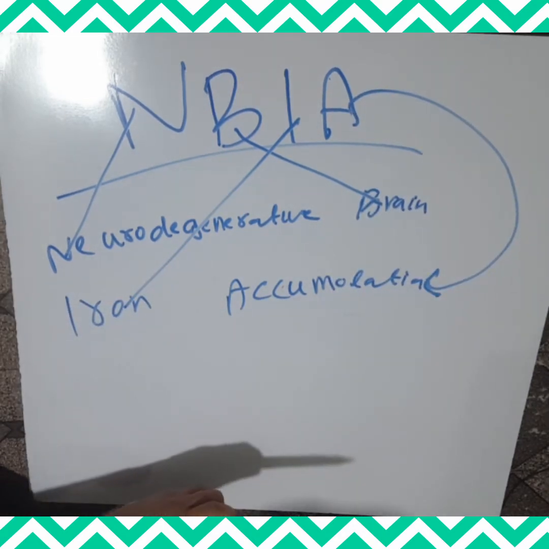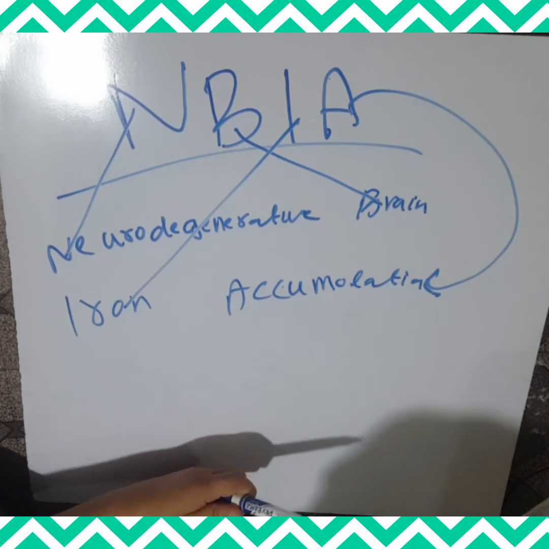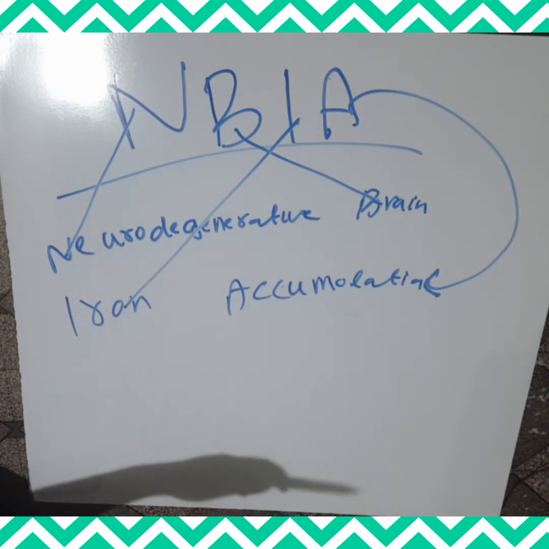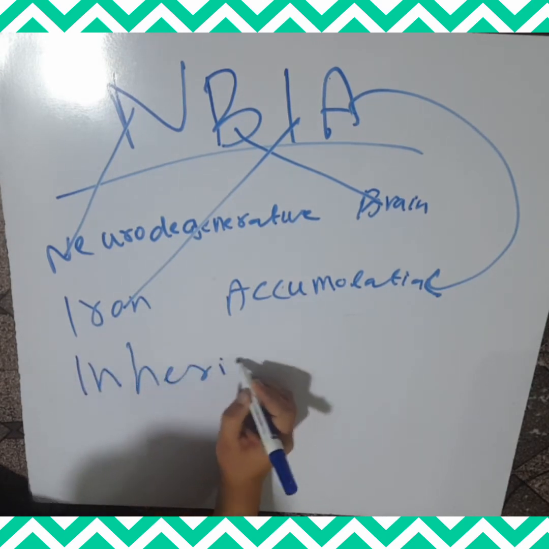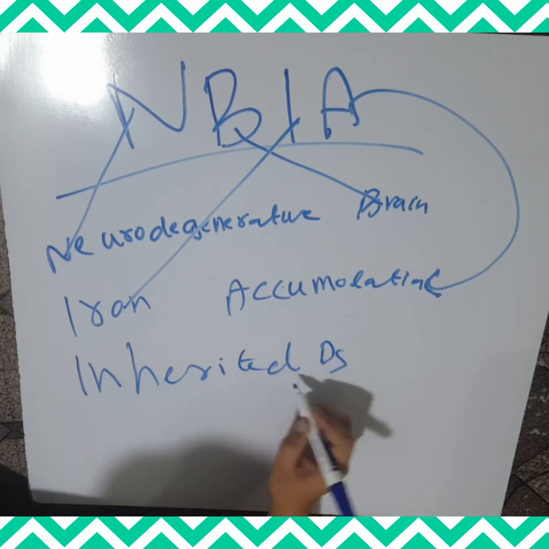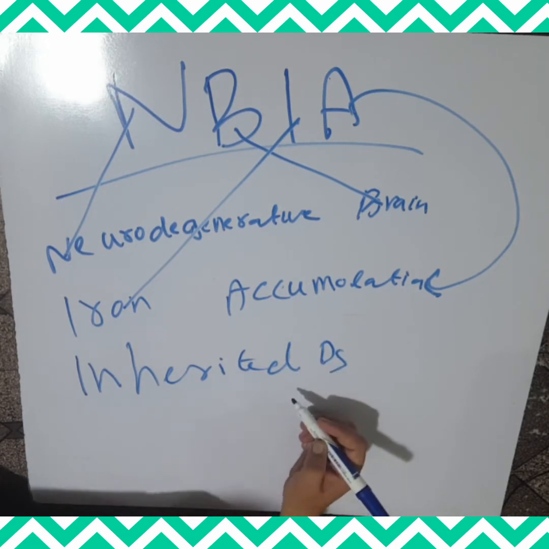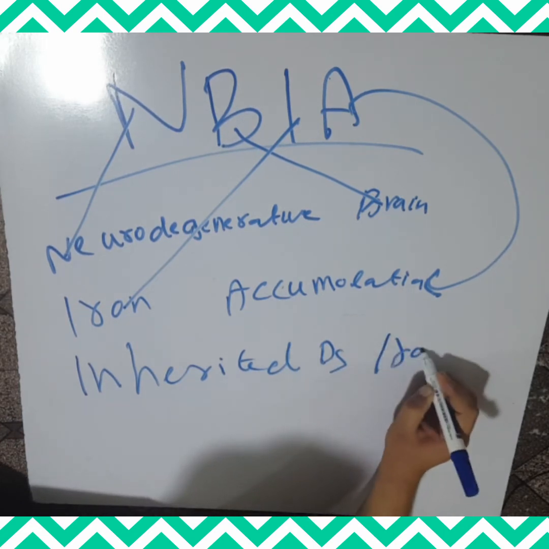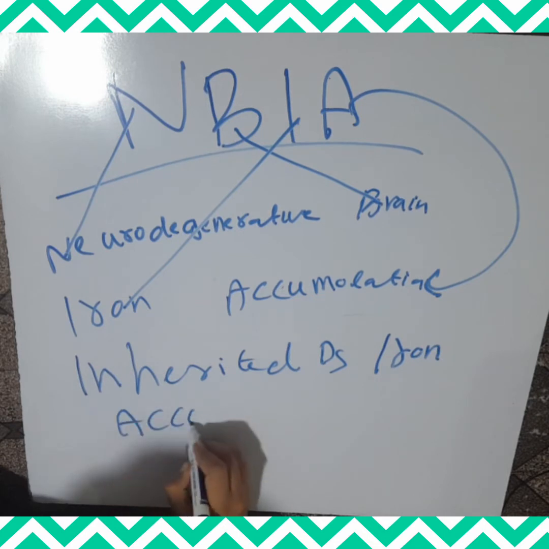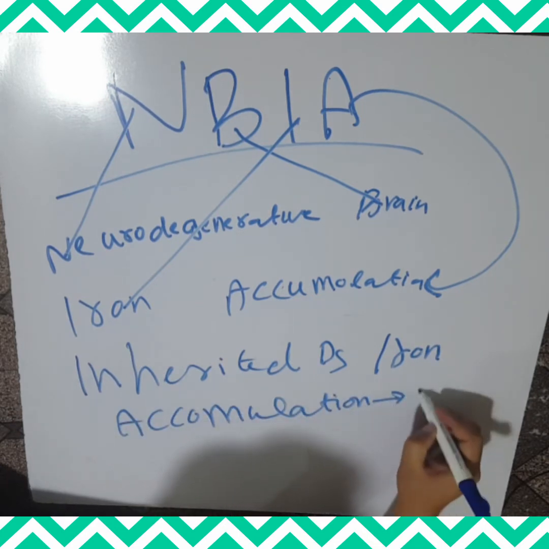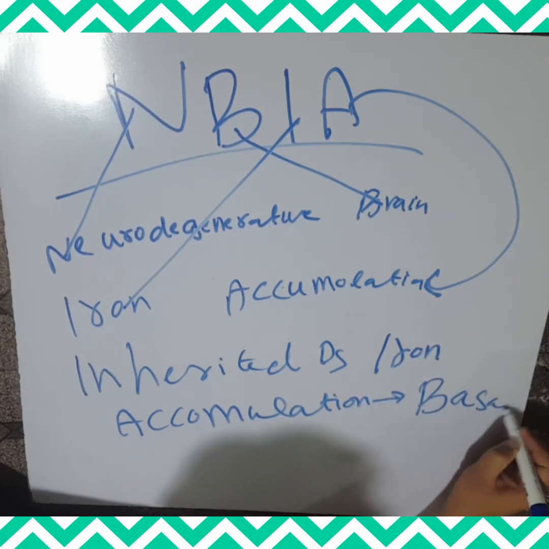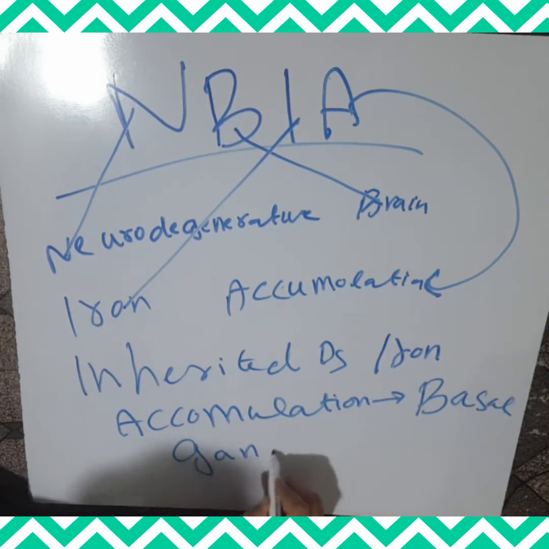Neurodegenerative brain iron accumulation is an inherited disorder of iron accumulation in the basal ganglia.